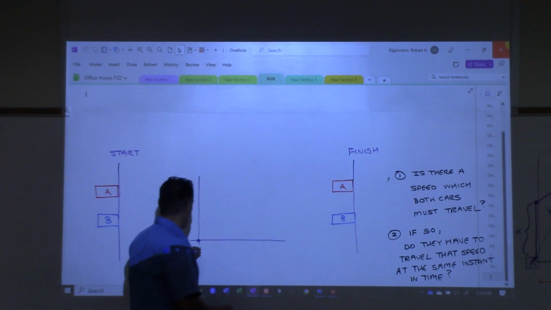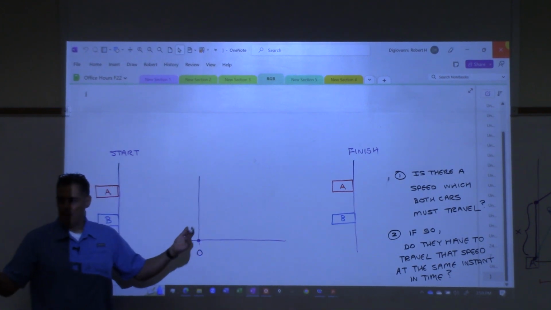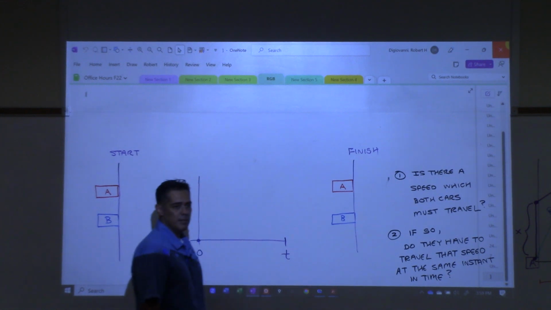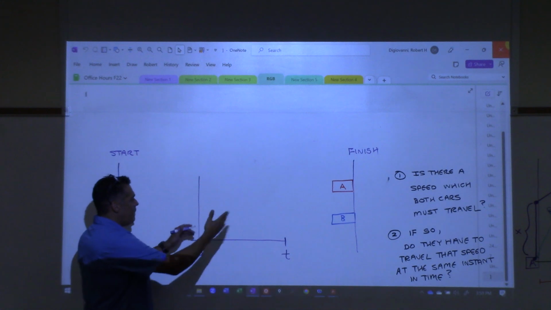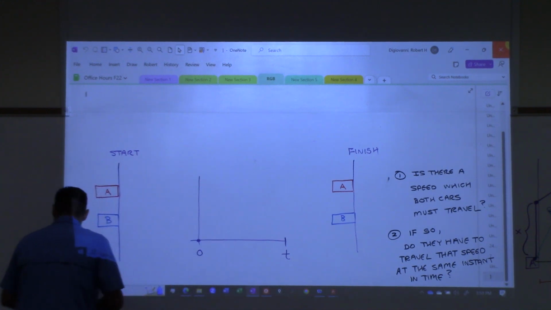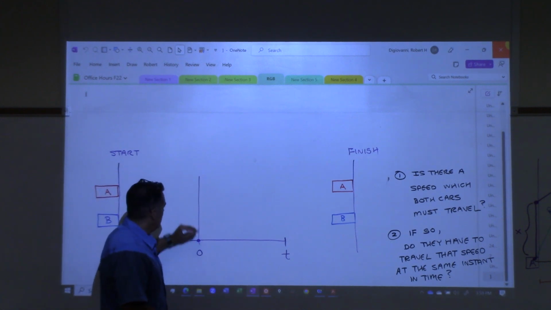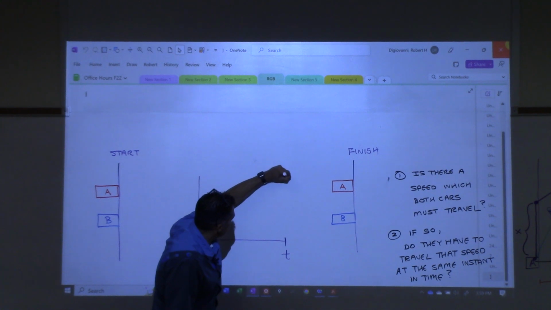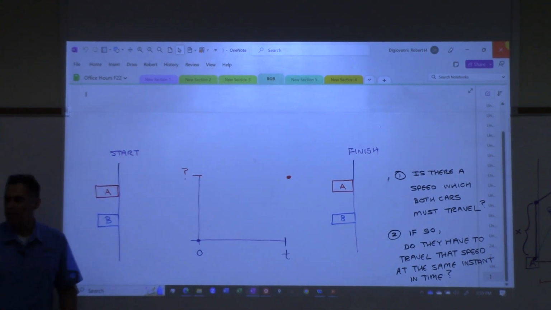Let's graph it. They both start at time 0, and let's say they both end at time t, just to make it easy. This is distance. The red car starts and ends at some point, and travels a certain distance, whatever that is. I didn't tell you how long the track was. And the blue car does the exact same thing.